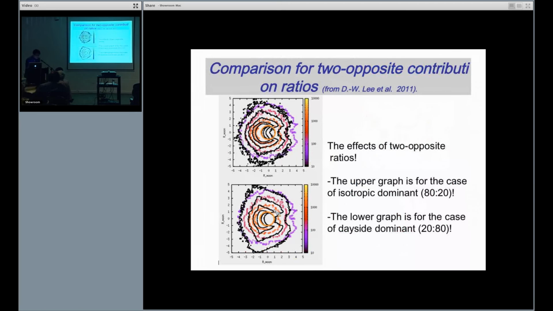And here is a comparison for the two opposite contribution ratios. The upper graph is the isotropic dominant case, and the lower graph is the day-side dominant case. We can see that the upper case shows a much better fit to the observational data.